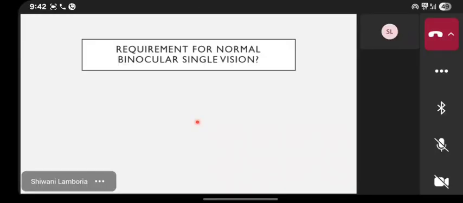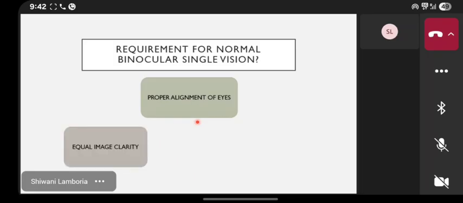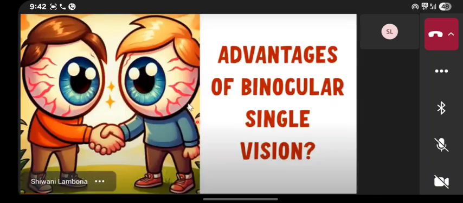So the requirements for normal binocular single vision are proper alignment of the eyes, meaning there should be no squint; equal image clarity, which means there should be no significant refractive error, cataract, or corneal opacity in one of the eyes; and there should be presence of sensory and motor fusion.